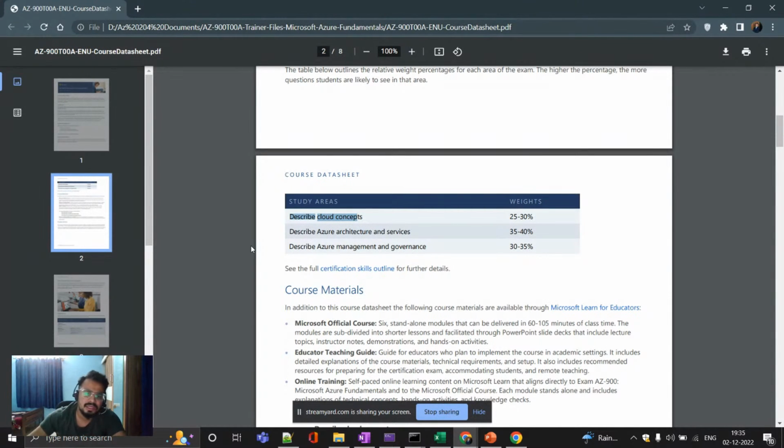Okay, so the first chapter is basically describe cloud concepts. So why do cloud concepts come into the picture? When we're talking about cloud, it's a vast ocean, and Azure is just a very small portion of it. If you jump into the ocean, you need to know how to swim, at least, before you jump in. That's why this chapter is describe cloud concepts.